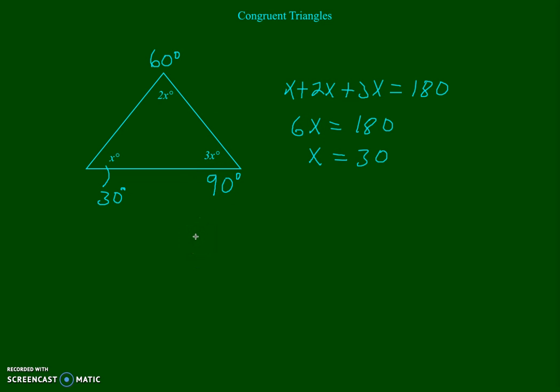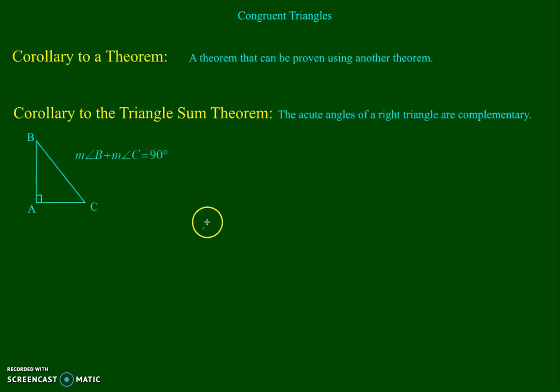So let's move on to something that's directly related to the triangle sum theorem. And this is the corollary to the triangle sum theorem. Now, a corollary is a statement or theorem that can be proven using the theorem or some other theorem. So in this case, the corollary to the triangle sum theorem says that the acute angles of a right triangle are complementary, meaning that they add up to 90 degrees. So the measure of angle B plus the measure of angle C equals 90 degrees.